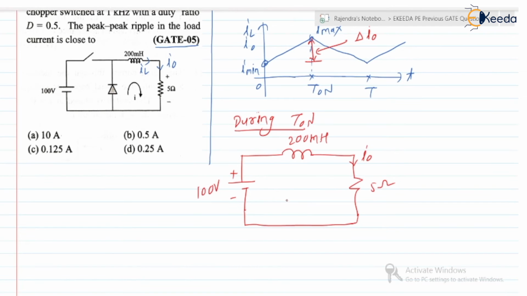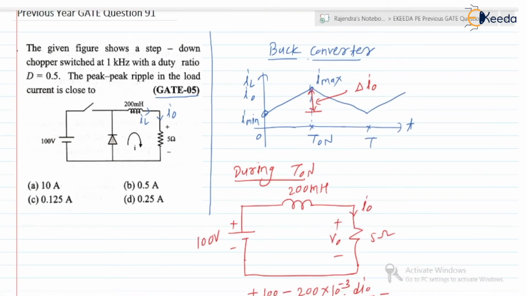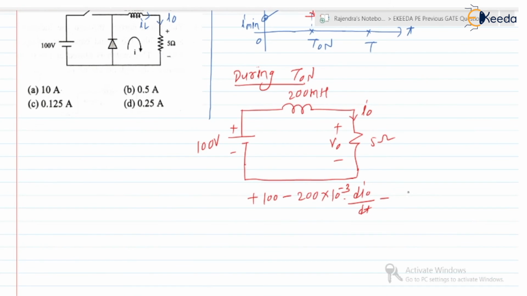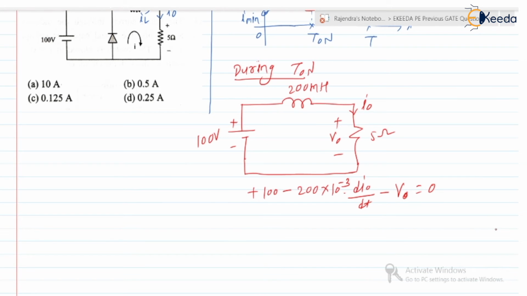Can we apply KVL to the loop? It is plus 100 minus L, that is 200 into 10 to the power minus 3, into di0 by dt, minus V0. But what is V0? For a step down chopper, V0 is D into Vs. So we can write 100 minus 200 into 10 to the power minus 3 into the change in I0, which is delta I0, divided by the change in time, which is T on, minus V0, where V0 is D into Vs, equals 0.